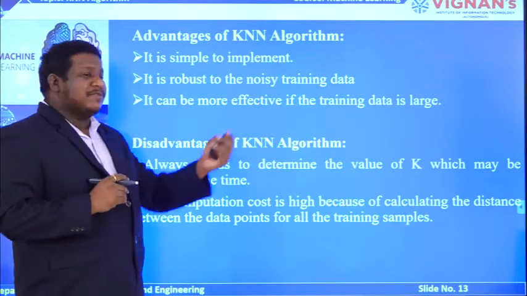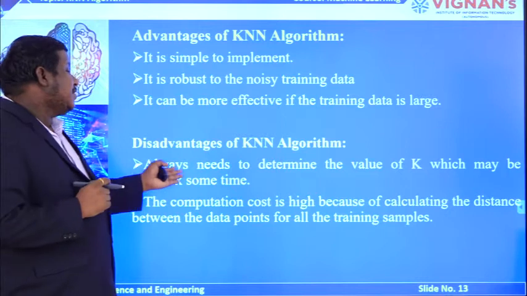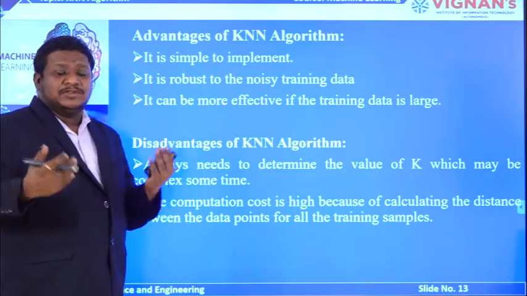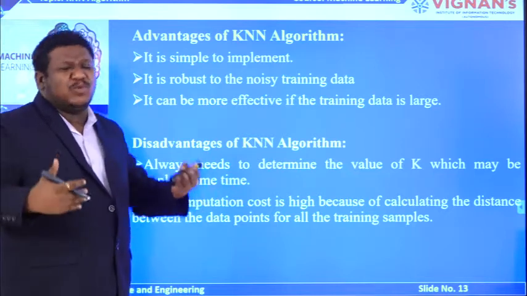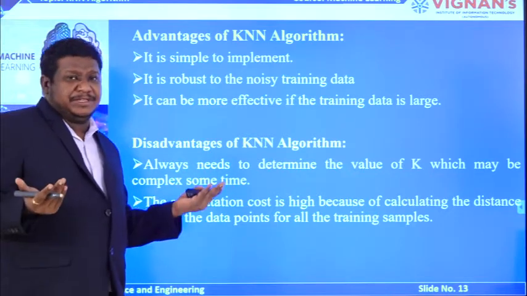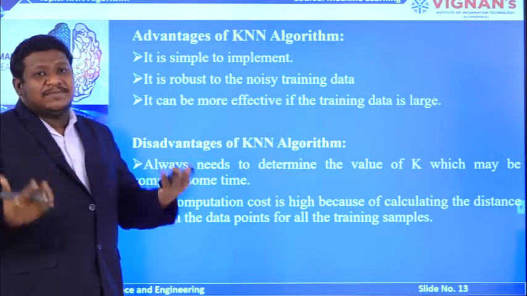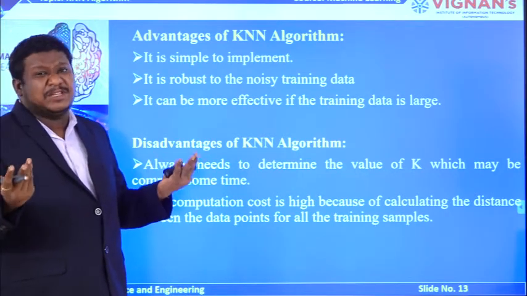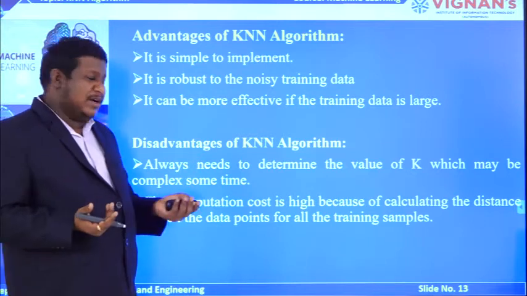The main disadvantages of the KNN algorithm are these. First, you always need to determine the k value, which may sometimes be complex. As I told you, normally we assume the k value as 5 for most cases, but sometimes it may need to be changed. So assuming it like that may be a disadvantage in some cases. That is one disadvantage we have.